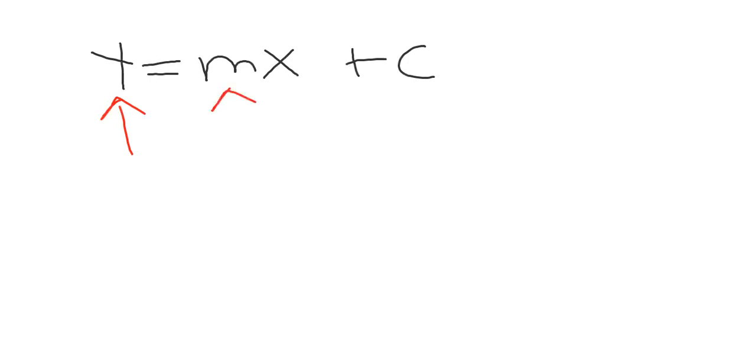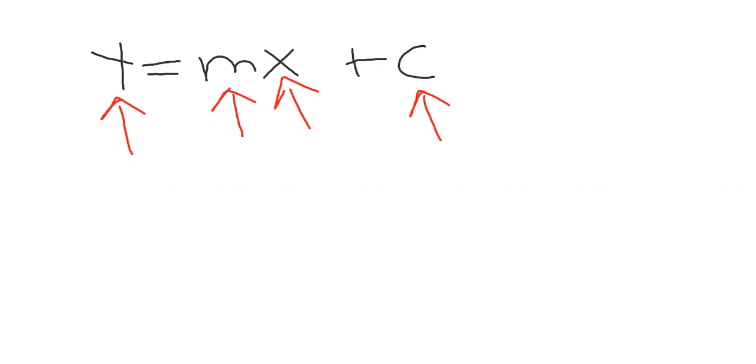Then m is the gradient. Then x is the value of x in the coordinates that you are going to use. Then c is what we call the y-intercept.